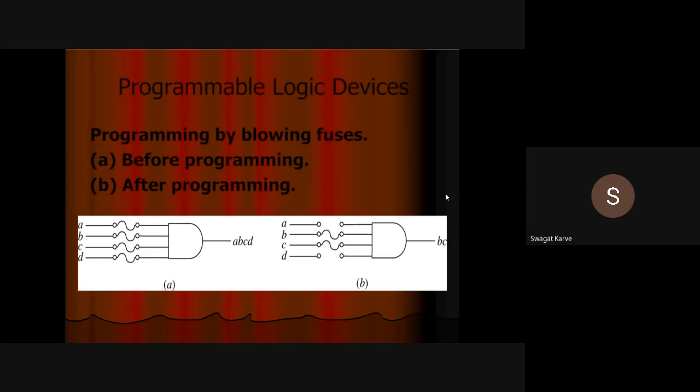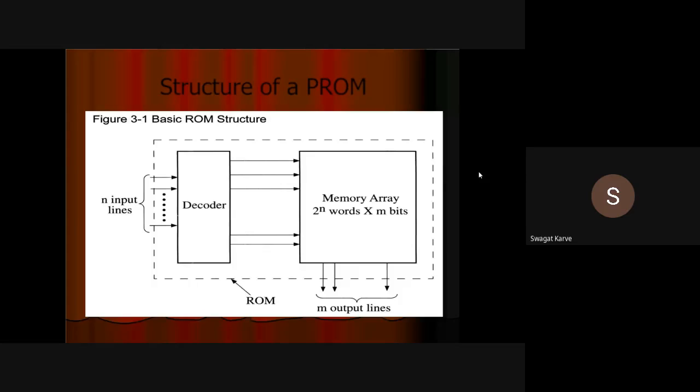So in the first case, you have ABCD input. At the output, you are getting ABCD. Why? Because all inputs are connected. But after programming, now you can get only two connections from B and C. That means now at the output of that PLD after programming, you will get only BC as output. That means only two inputs. Why? Because we have now programmed that array. So this is about the programmable logic devices.